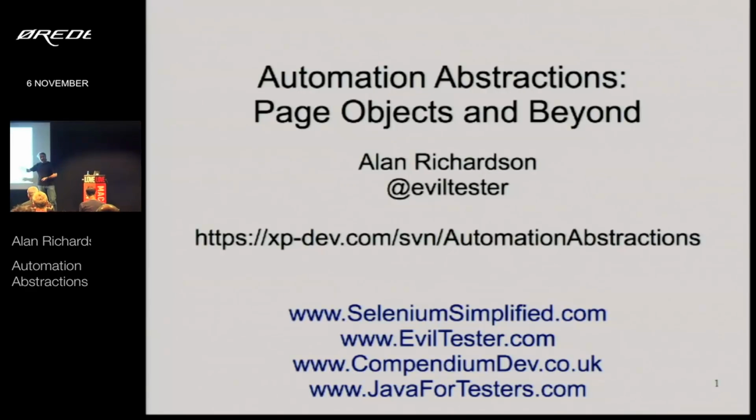So it's xp-dev.com/svn, automation abstractions. I will move it to GitHub at some point. On my seleniumsimplified.com site, if you look down, I think currently it's 3 blog entries down, there's a listing of a tutorial that all this material was part of. So they've got a longer set of slides already on the site, but I will upload these slides on there.